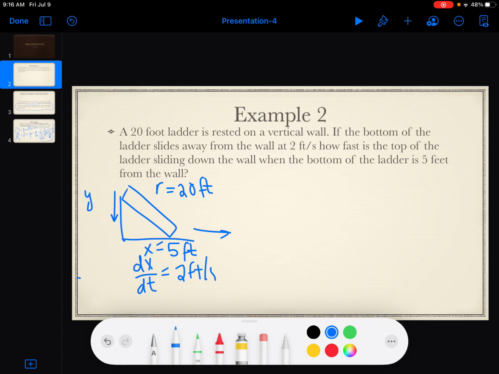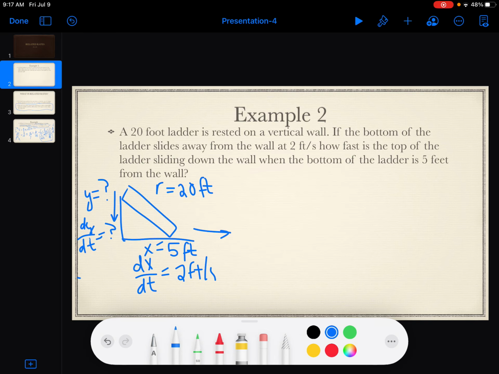So what are we looking for? Well, we're looking for dy by dt, right? Related rates. We're looking for this. And, well, are we missing anything else? Well, we don't know this either. So it's really nice, especially if you struggle with related rates problems, to draw a diagram and label what you know and label what you don't know.